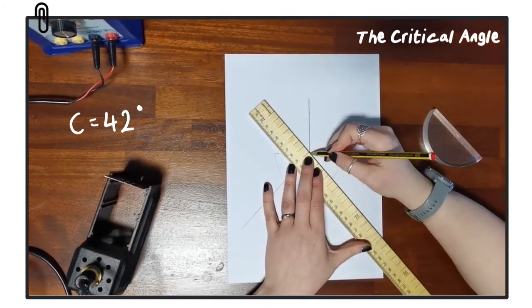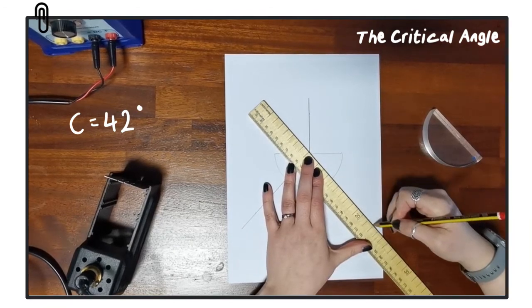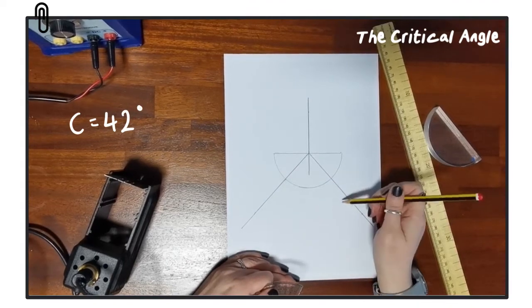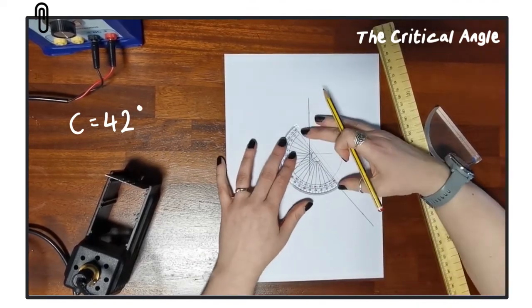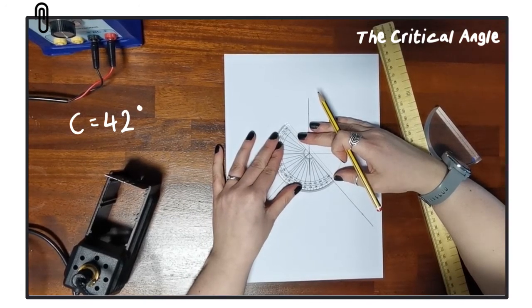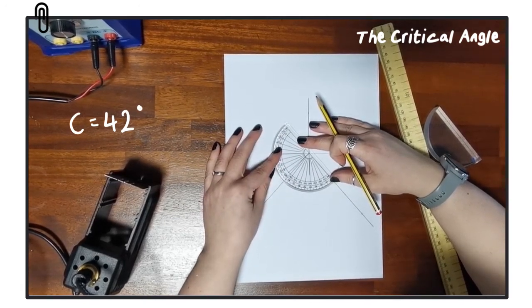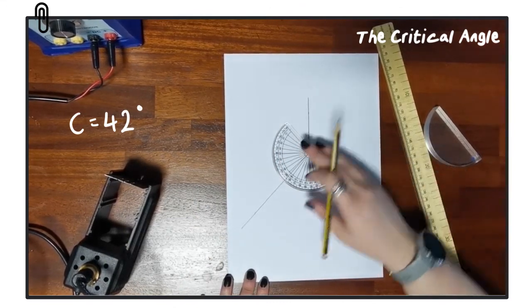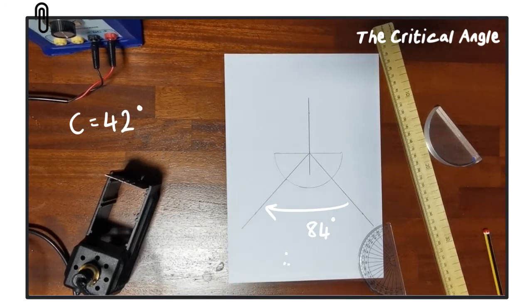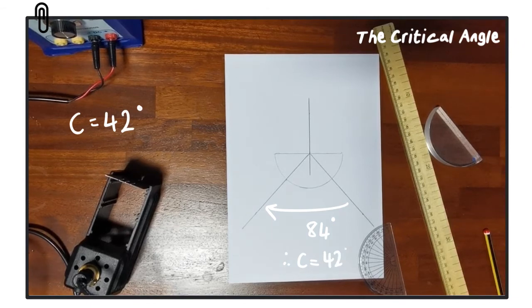We could also draw on the reflected ray and then measure the angle between the incident ray and the reflected ray. Now this angle will actually give you 2 times the critical angle. So once it's measured, we need to remember that that angle would need to be divided by 2 in order to tell us what the critical angle is. And that's also making use there of the law of reflection. In this case, the angle between the incident ray and the reflected ray is equal to 84 degrees, which means that the critical angle, which is half of that, is 42.